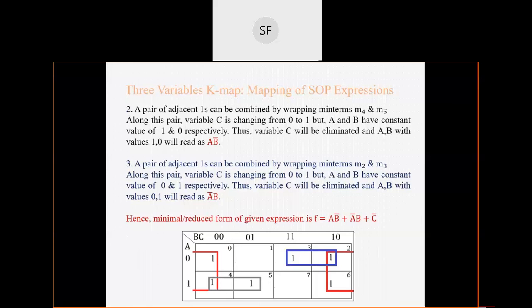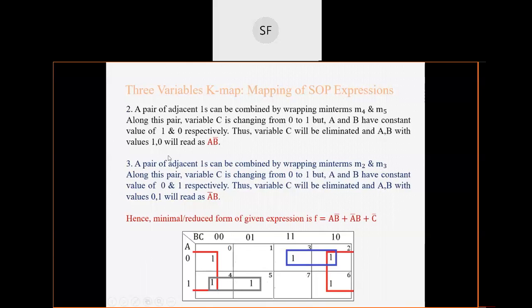Now the remaining ones are minterm 5 and minterm 3. They also have adjacent ones. Here also there is a 1, an adjacent cell is there, and here also an adjacent cell is there. So it is better to make them a pair. Don't keep any cell isolated; if there is an adjacent cell next to it, make it a pair. Why? Because whenever you make a pair, one variable will be eliminated and hence minimization will be possible.